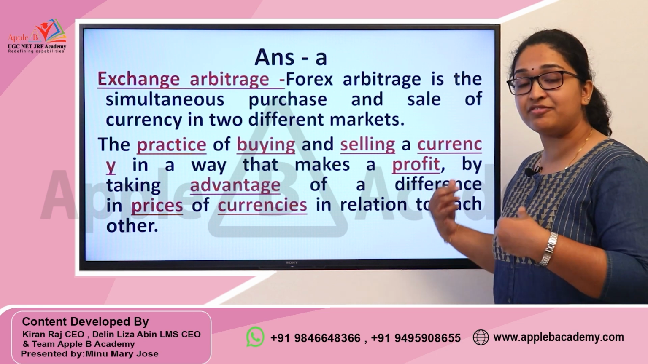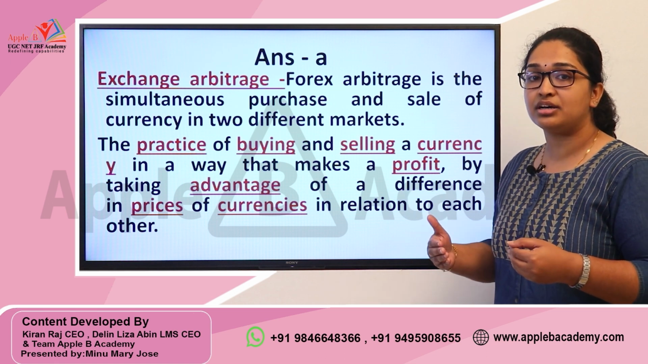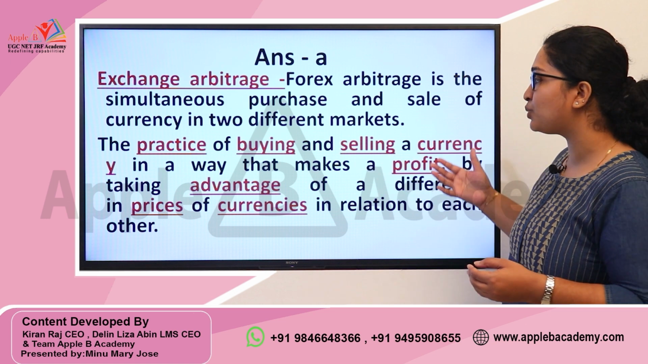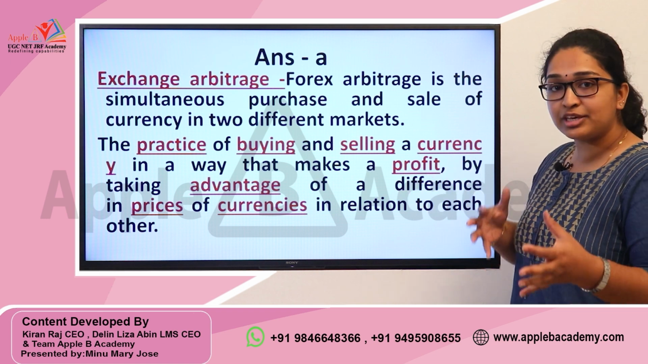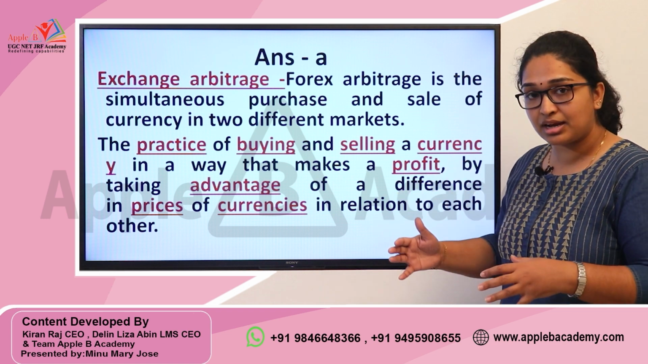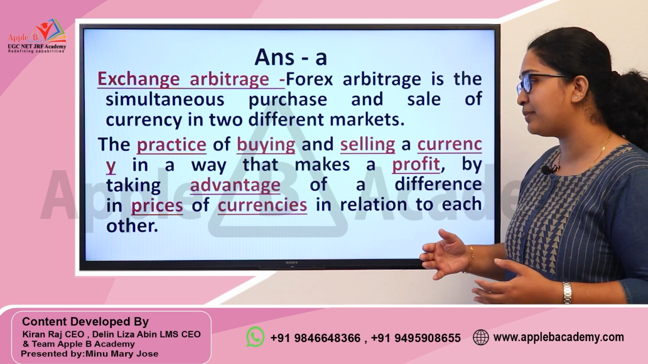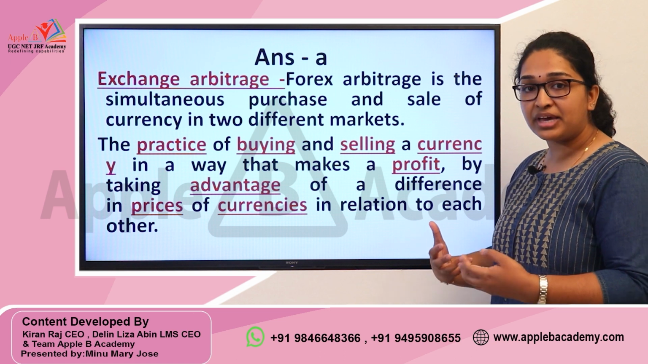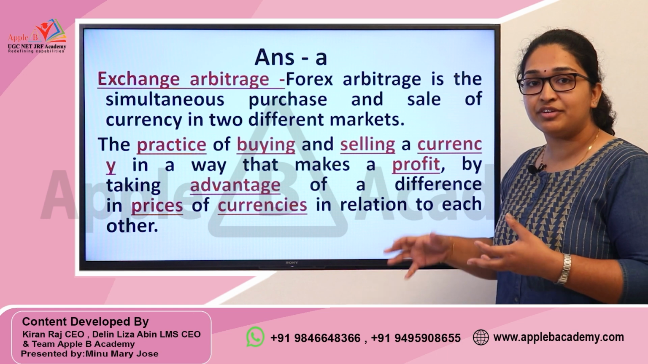That means, how does this exchange arbitrage ensure the equality or uniformity of prices in different markets? How? Through the practice of buying and selling different currencies. Just like you buy a commodity and sell a commodity, a real commodity, currencies are also involved in such buying and selling practices which will make a profit. That means if you buy a currency, for example an international currency, you can sell it over the other market for a very different price.